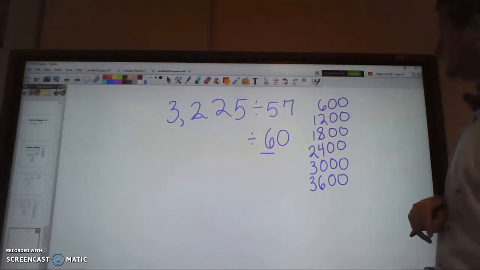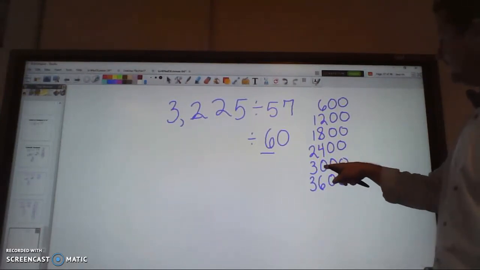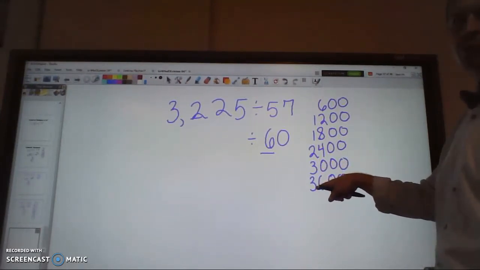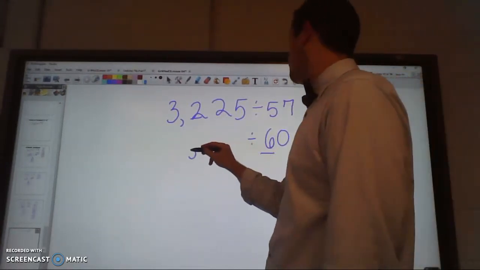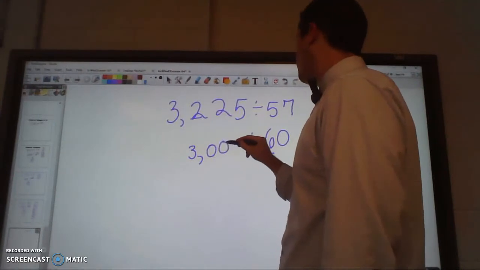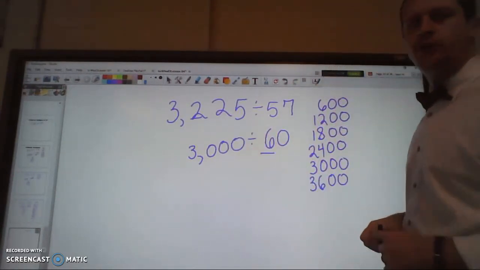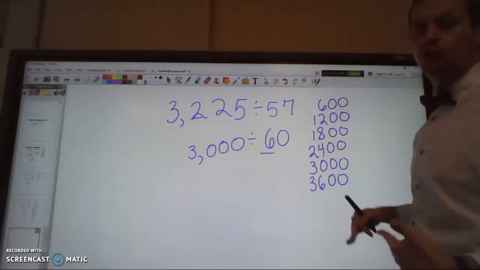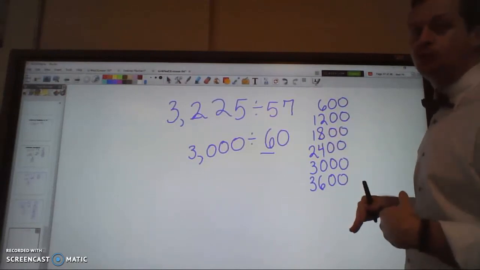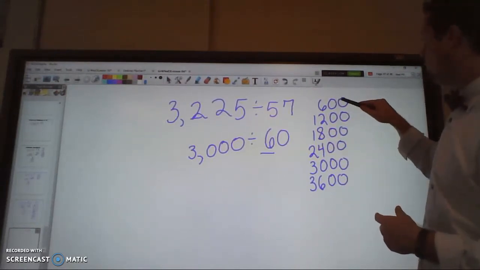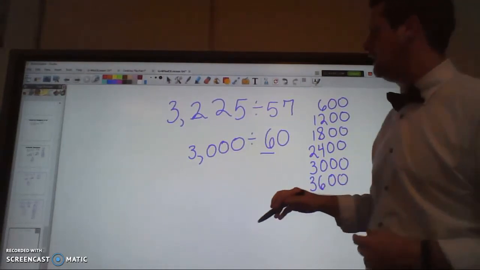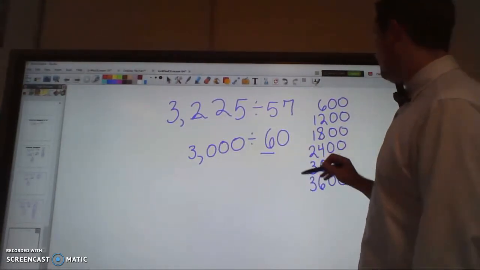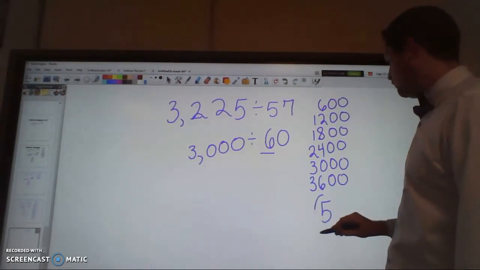Well, it's above 3,000. It's below 3,600. It's still closer to 3,000. So there are two things that we can do here. You can just go ahead and count your multiples. If you've written down your multiples, you can count them. 1, 2, 3, 4, 5. So this is going to be estimated to 5. I'll just write it right here for a second.